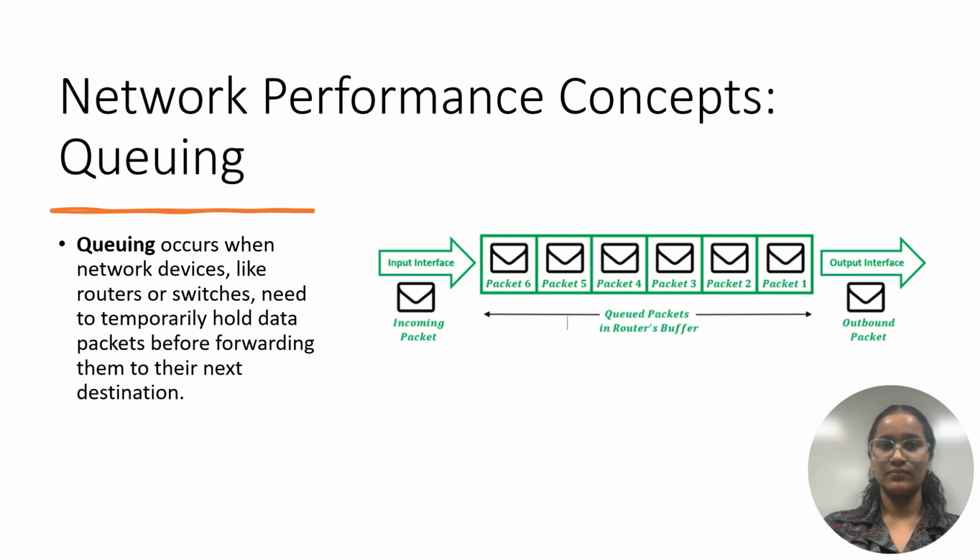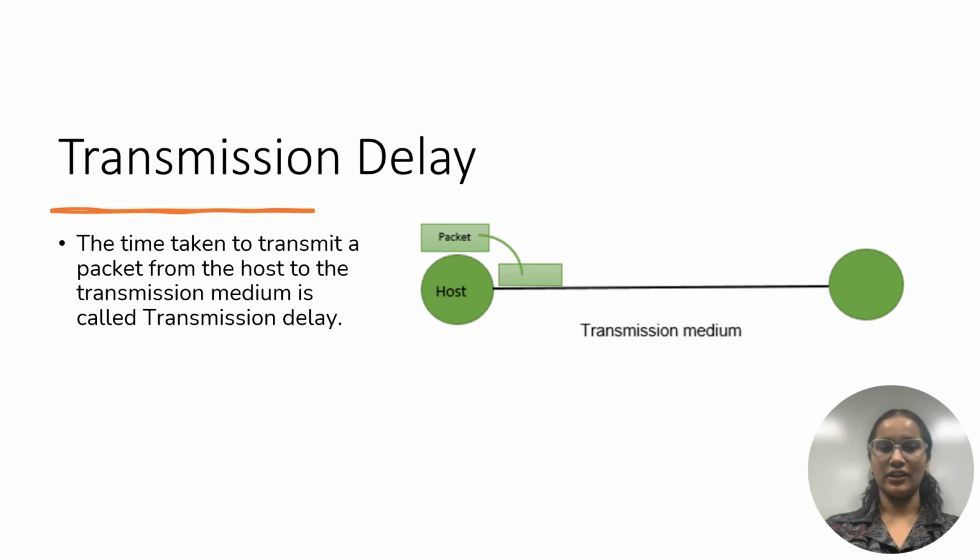Delay. Transmission delay is the time it takes for a packet to travel from the source device to the network medium. It depends on factors like the size of the packet and the speed of the transmission medium, for example, fiber optic, Wi-Fi, etc. Transmission delay is affected by factors like network capacity and physical distance. Large data packets naturally take more time to transmit.